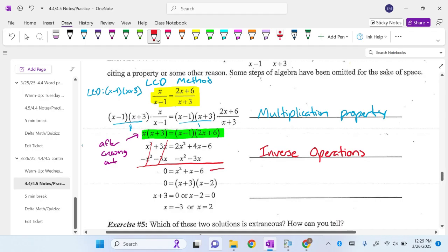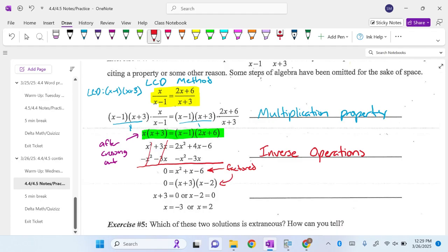They then factored the resulting polynomial to get x plus 3 times x minus 2. They set both of those factors equal to 0 by the addition property. And they got this as their answer: x equals negative 3, x equals 2.